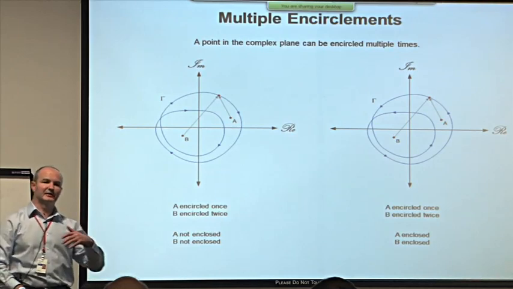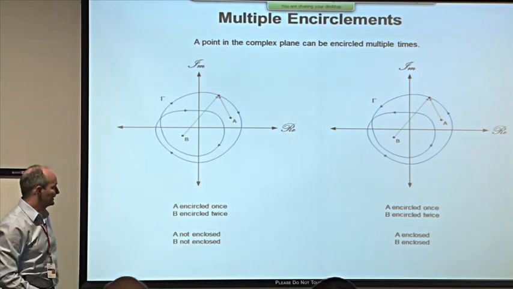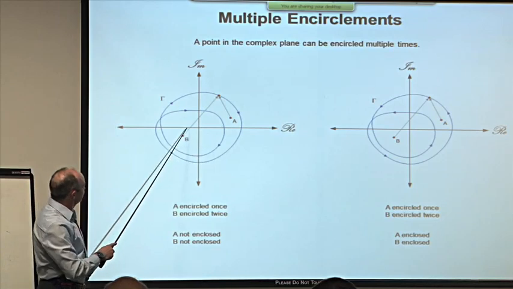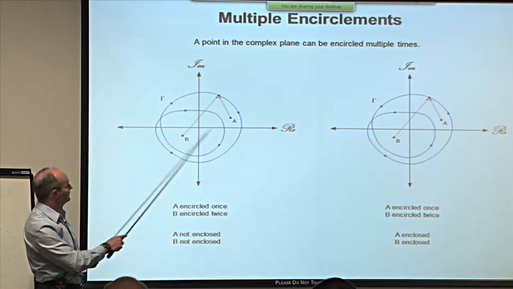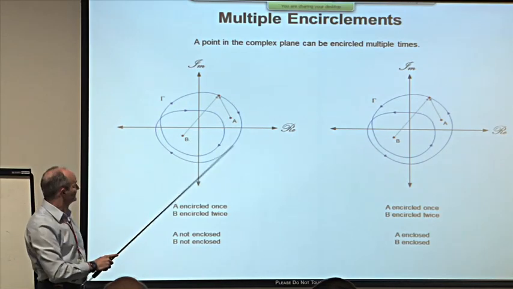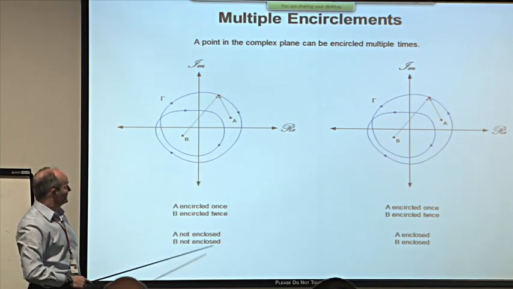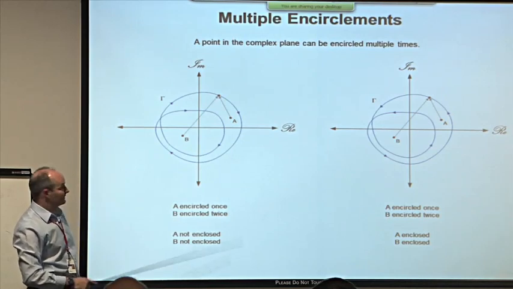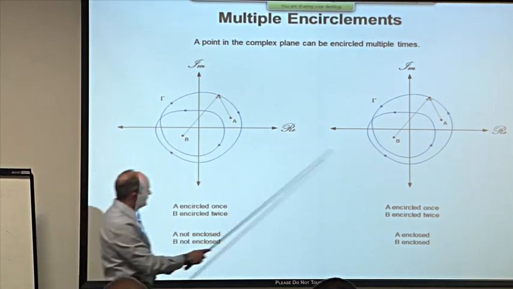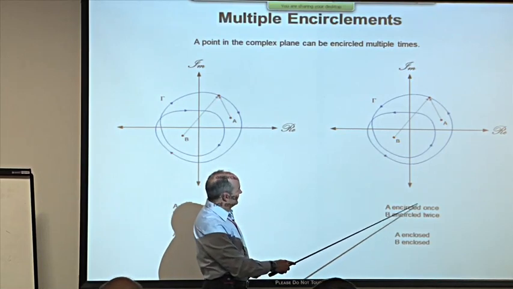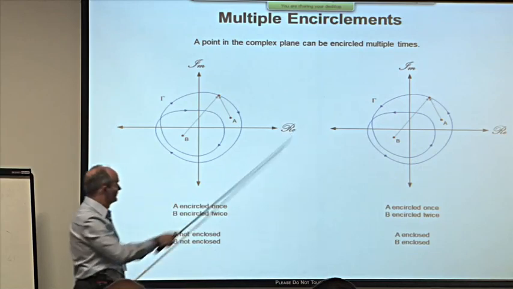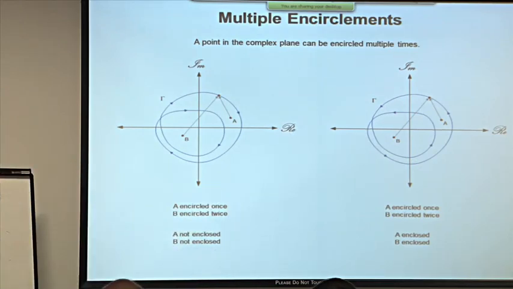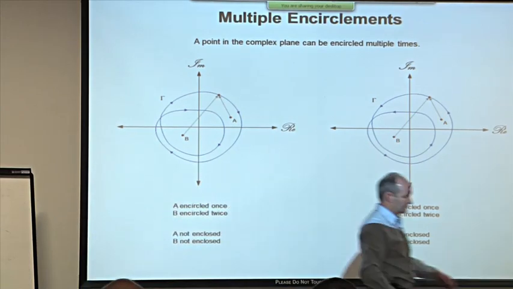Enclosure is a binary thing. You're either enclosed or you're not. But encirclements, you can go around something more than once. Here, obviously, B is being encircled twice. You're sort of lassoing it 2 times by this contour, but you're only encircling A once. Neither of which is enclosed because they don't lie permanently on the left of the contour. And over here, you've got the same number of encirclements, but they are both enclosed because now they lie on the left of these 2 contours. Okay, so you can encircle something once or twice or as many times as you like.